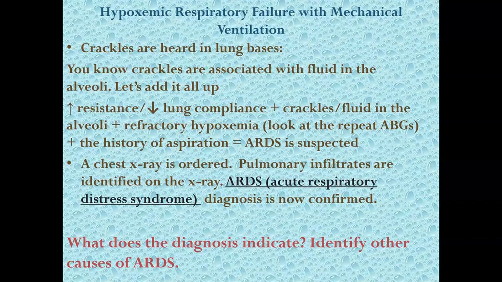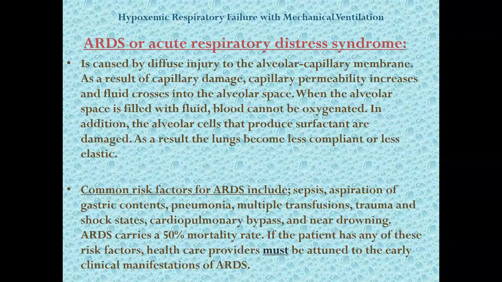So what does the diagnosis indicate, and then identify other causes of ARDS? So adult respiratory distress syndrome, let's talk about what it is. It's caused by diffuse injury to the alveolar capillary membrane, and as a result of capillary damage, capillary permeability increases and fluid crosses into the alveolar space. When the alveolar space is filled with fluid, blood cannot be oxygenated. In addition, the alveolar cells that produce surfactant are damaged, and that damage of the alveolar cells is what lays down the stiffness or causes fibrosis and the less compliant, less elastic, and more resistance. So this whole paragraph is your pathophysiologic definition of ARDS.